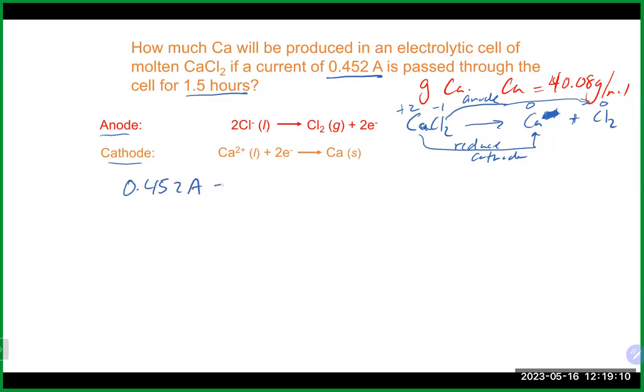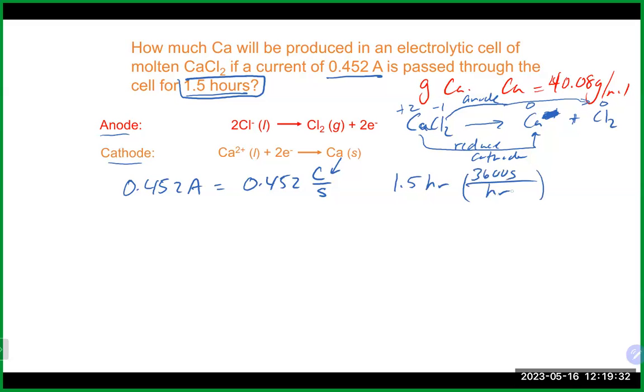0.452 amperes is the same as 0.452 coulombs per second. Sometimes it's helpful to convert it into those units so you can see the units that you want to use in the calculation. That also tells us that we need to do a little conversion here of our hours to seconds. So 1.5 hours, I think there's 3,600 seconds in an hour. I hope not 60, right? Which I did the other day for a while before I realized no, it's more than 60.